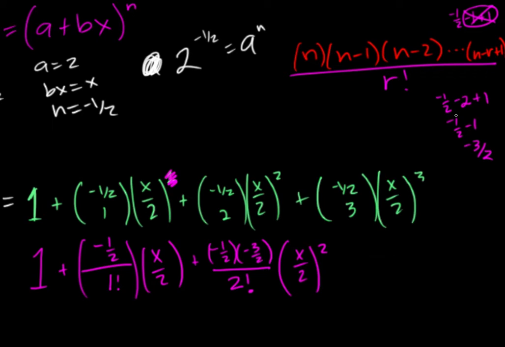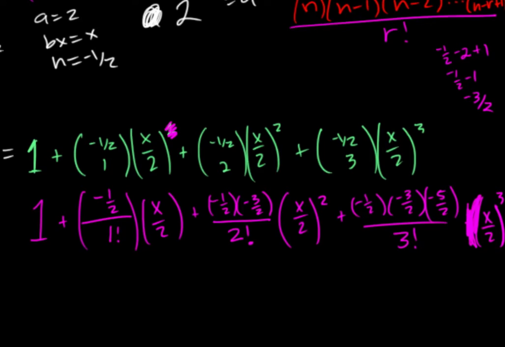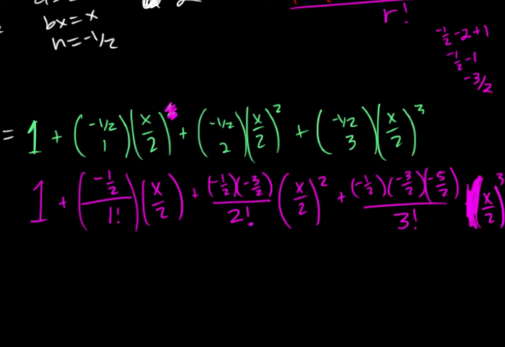Okay, you're probably noticing this pattern. We're just going to go to the next one down. So it's going to be negative 1/2, negative 3/2, negative 5/2 over 3 factorial, x halves to the 3. Whoops, that's not a plus sign. There we go. All right, we just need to keep going.